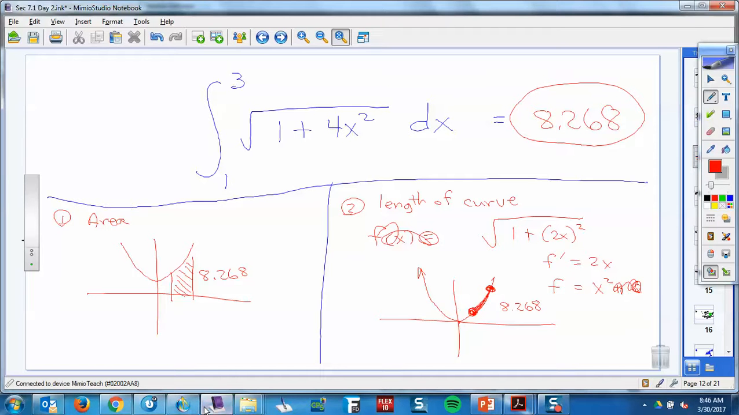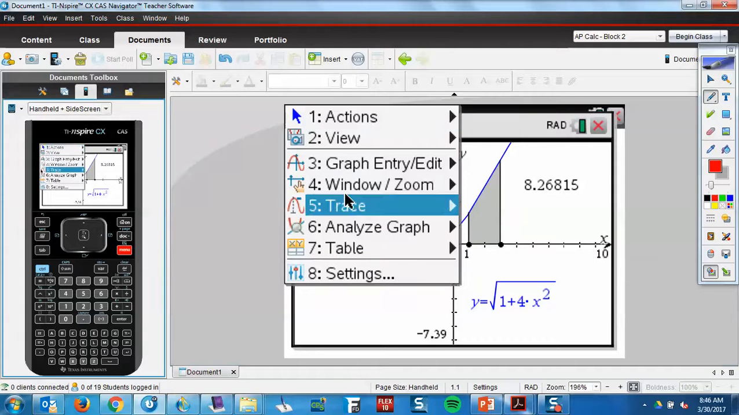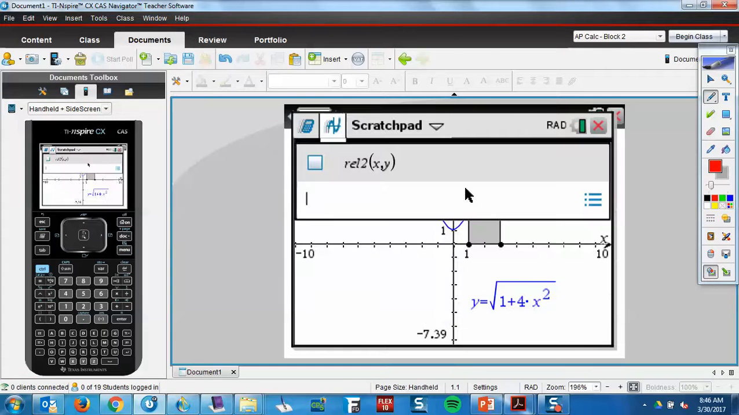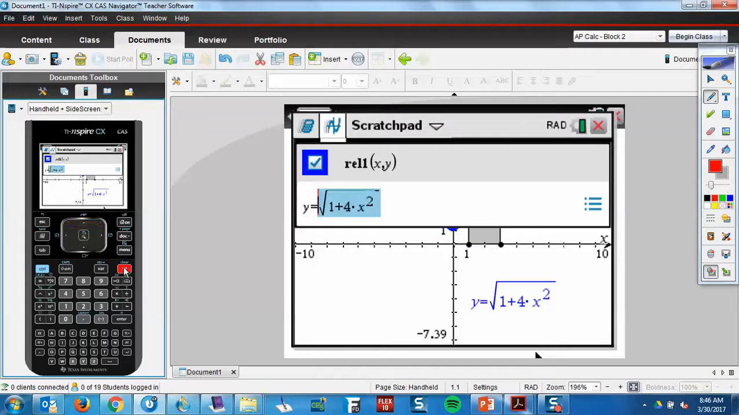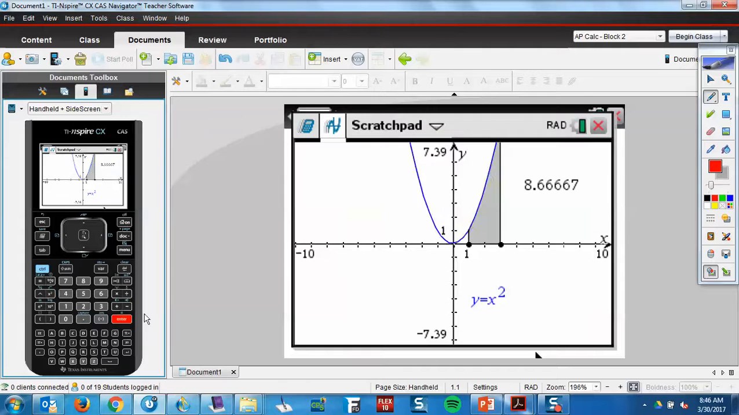Okay, now I think the calculator does that too. I'm not sure if it does it under here. Let me get rid of this. Let's graph x squared. Oh, I still got that area on there.